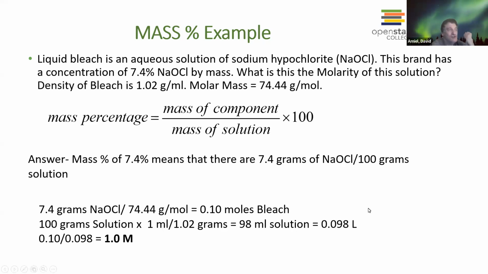And to plug into the molarity equation, you have to put everything in liters. So we convert 98 mL, shuffle the decimal place 3 places to the left, and you get 0.098 liters. You divide those two numbers, round to 2 sig figs because we have 7.4 grams, and we come up with a molarity of 1 molar. So 7.4% by mass sodium hypochlorite translates into a 1 molar solution of bleach.